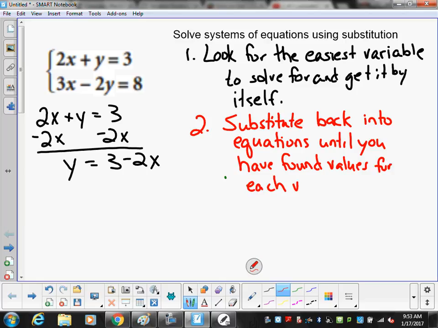All right, second step is you keep substituting the equations until you've found values for each variable. We know what y is equal to in terms of x, but we need values for y and for x. So we're going to start by replacing the y with 3 minus 2x in that equation. Let's be writing that down.